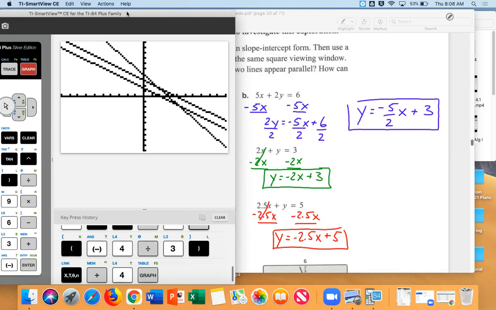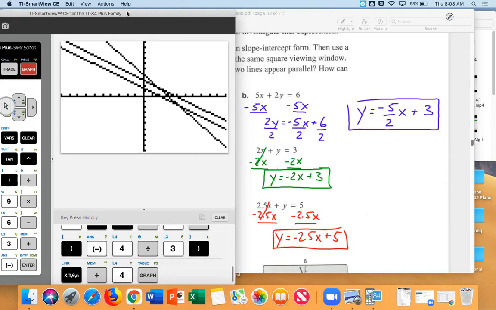Okay. Now, Jordan, you said none of these are parallel, right? Okay. And here's the thing. There is a pair that is parallel, right? Do you want to take a guess at which pair is? Third and first.